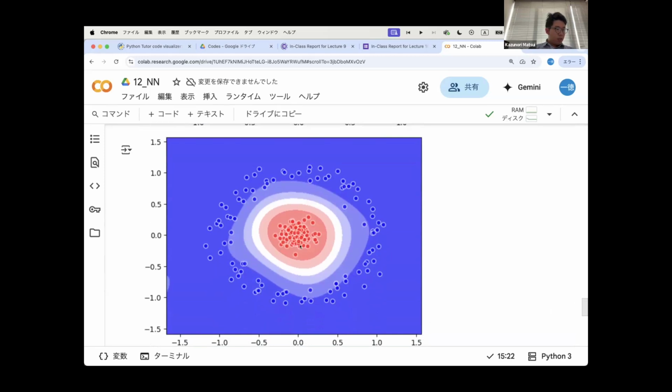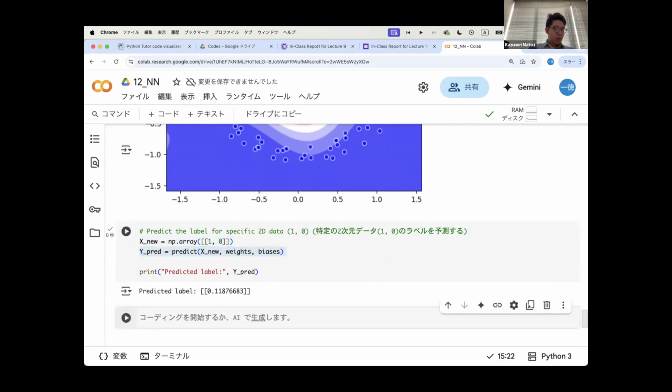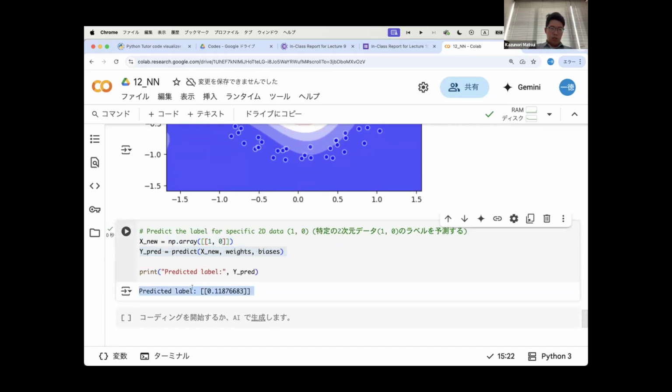So when actually predicting where you think the point will be classified, specifically inside this, we run the predict function like this. Since we calculate for a binary classification problem, we get a probability. The probability of 1 is 0.119, which means we can confirm that the label is estimated to be 0.